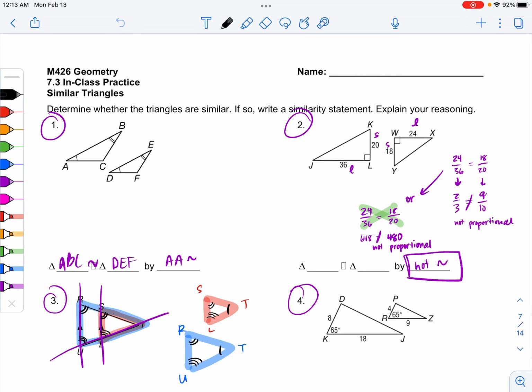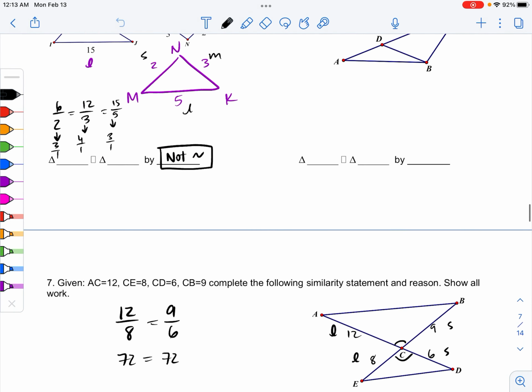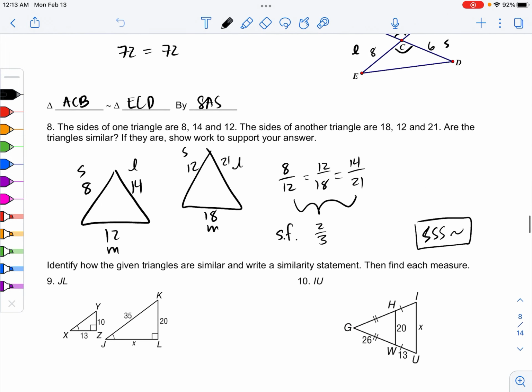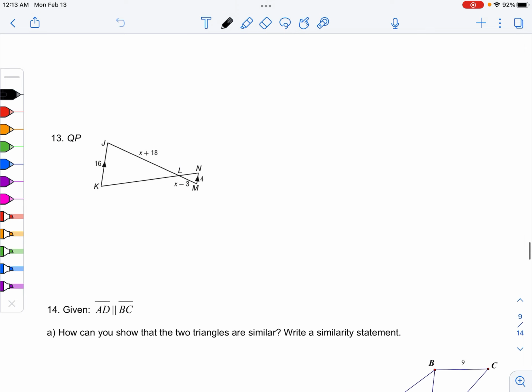We were working with 7-3 the last time we were in class, similar triangles. And we talked about, you should have watched the video for 7-4, which is the side splitter theorem.